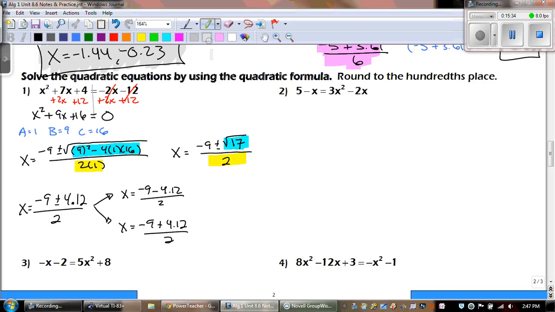Okay? And remember, this part right here, you can type that directly in only if you have a Casio. If you have a TI, you'd be typing in parentheses -9 minus 4.12 divided by 2 and -9 plus 4.12 divided by 2. This is the last time I'm going to break that down for you guys, okay?